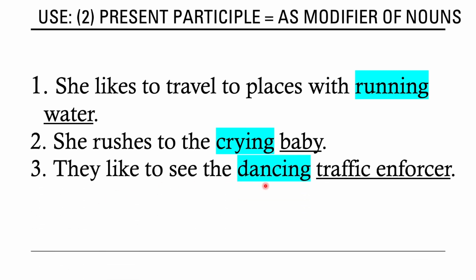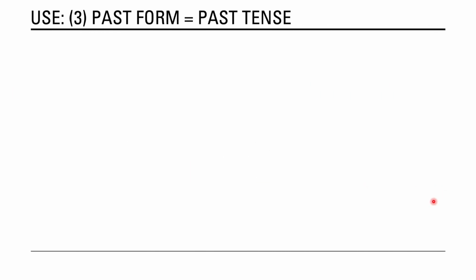They like to see the dancing traffic enforcer. So we have here dancing, modifying or describing the traffic enforcer. Okay, so see that they are all in the ing form or in the present participle form, functioning as adjectives or as modifiers of the nouns that follow them. So what follow them are nouns. Water, baby, traffic enforcer. Okay.